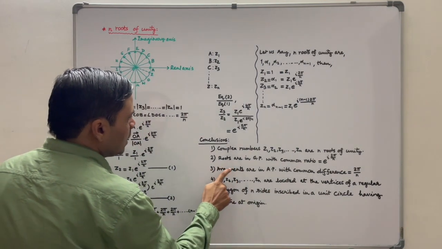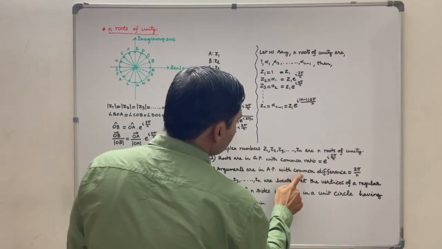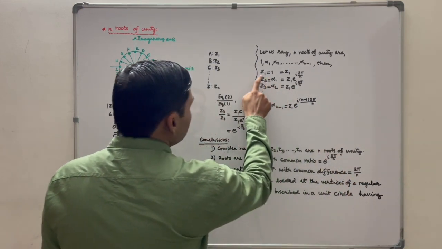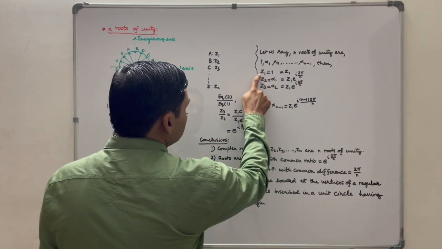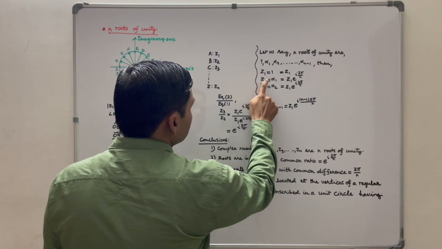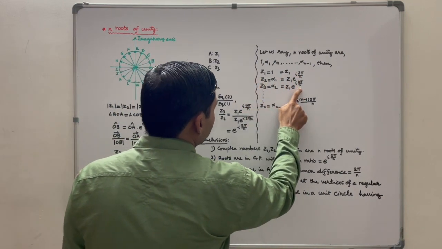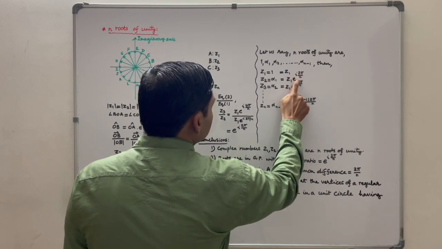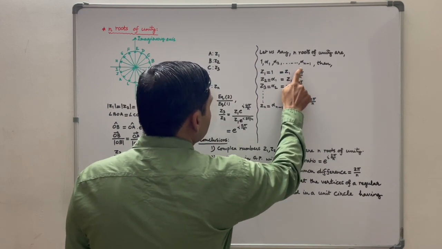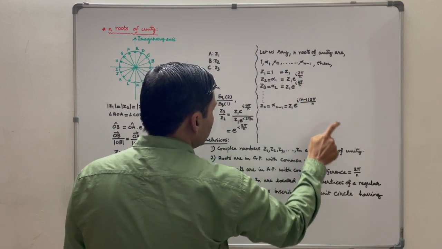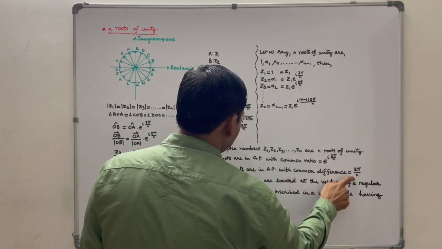Point number 3. Arguments are in AP with common difference equal to 2 pi by n. Argument of z1 is equal to 0. Argument of z2 is equal to 2 pi by n. Argument of z3 is equal to 4 pi by n. So the common difference is 2 pi by n minus 0 or 4 pi by n minus 2 pi by n and that is equal to 2 pi by n.